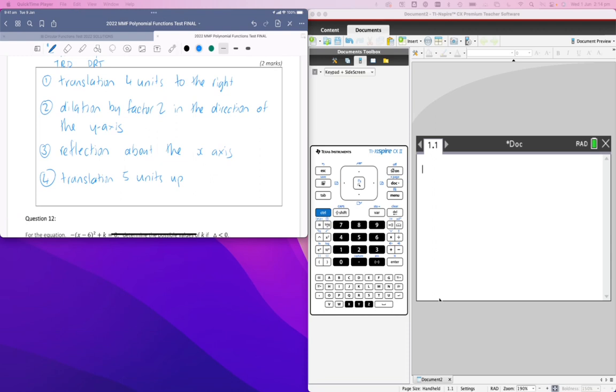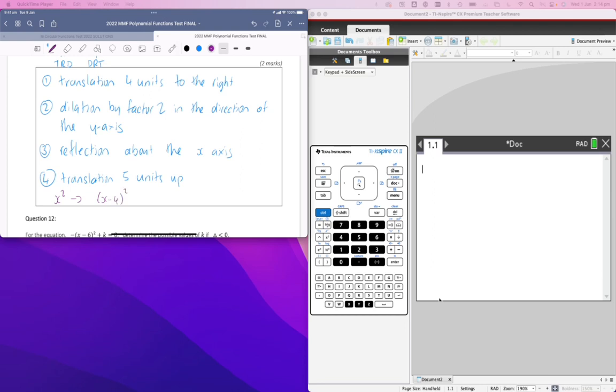And just FYI, you can check your own self if you want to. You can, for example, look at x squared and do the transformations. This is how we mark it as well. We actually have to go through these transformations in order. So translation 4 units to the right. When there's a transformation of the input, we replace the x with the new one. So 4 units to the right means that x is replaced with x minus 4.